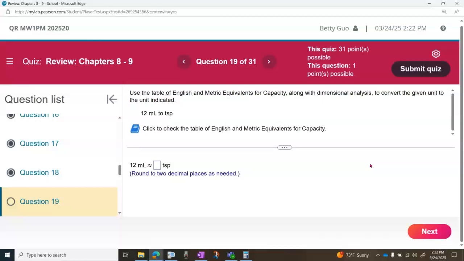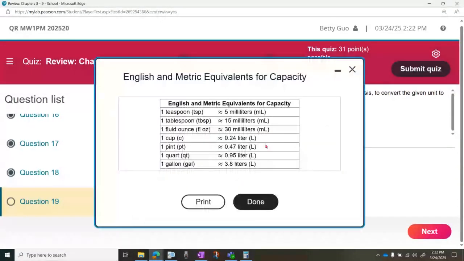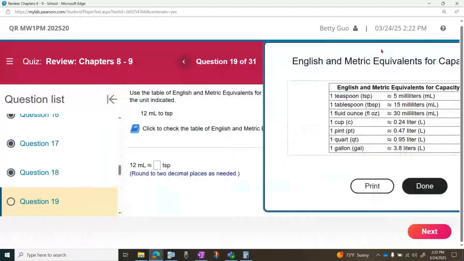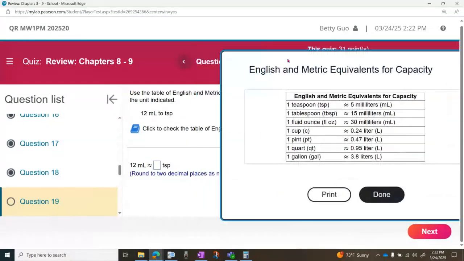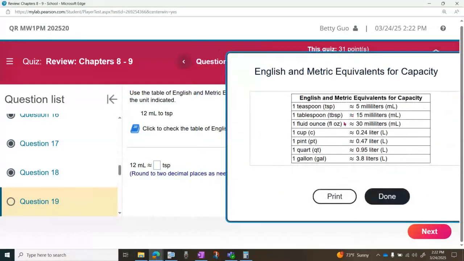Use the table of English and metric. This one, from milliliter to teaspoon. This is the first one. From the equivalence, those formulas, we can get a lot of important information. Milliliter to teaspoon. Since 5 is bigger than 1, milliliter is a smaller unit compared with teaspoon. How many times smaller? 5 times smaller.